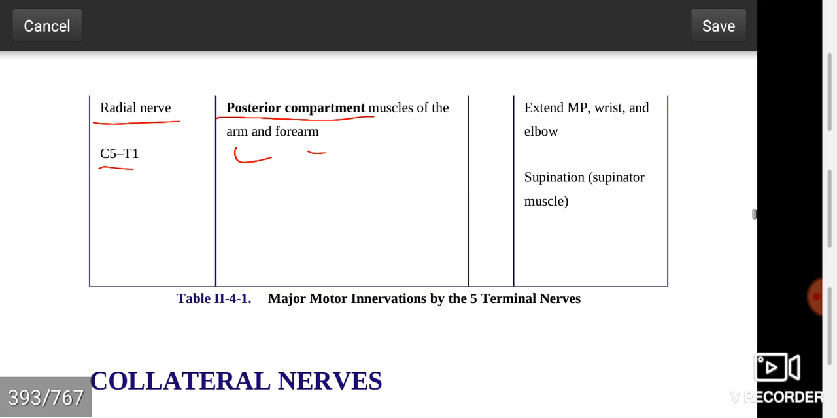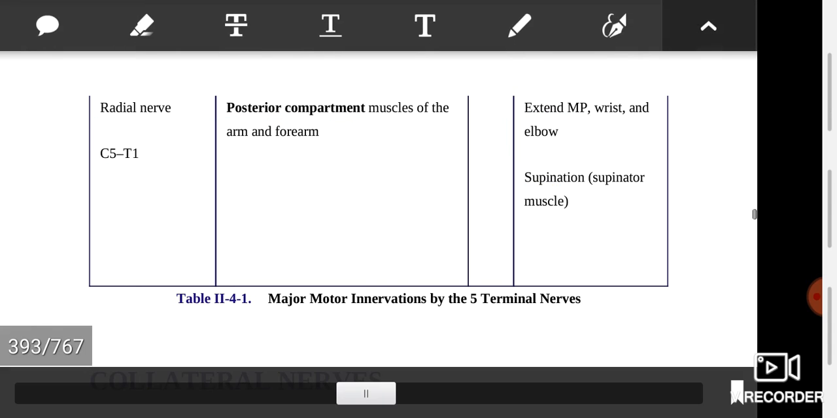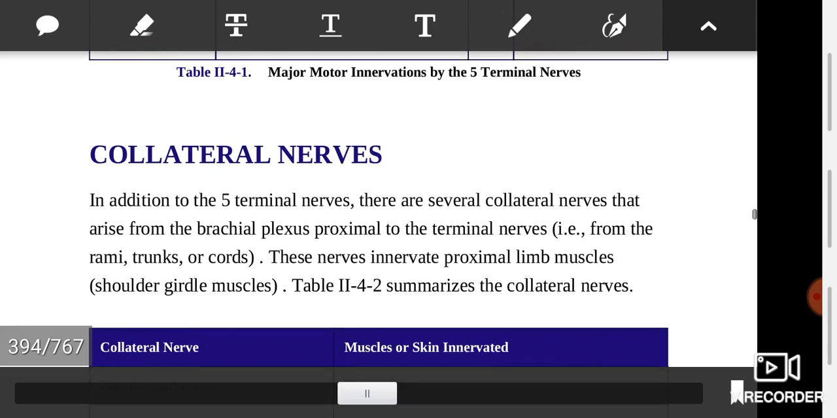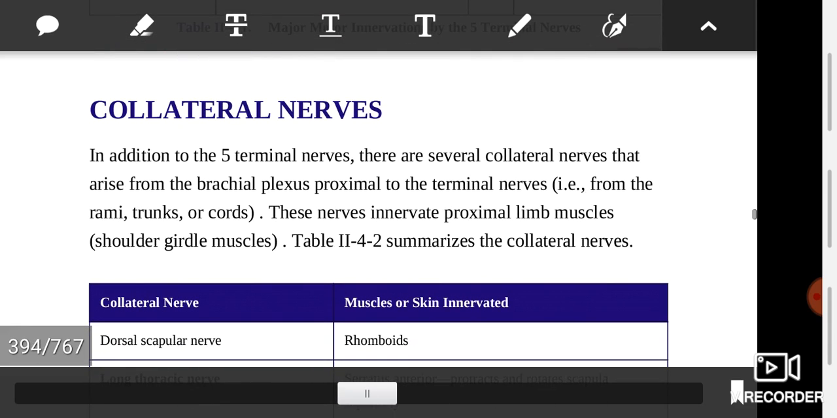So what should its action be? Its action should be extending: extending of the MP joint, wrist joint, and elbow joint. Another primary action of the radial nerve is supination. The supinator muscle is responsible for the supination of the hand and is innervated by the radial nerve. It was about the terminal nerves' muscle innervation. About the collateral nerves we will discuss in another video.